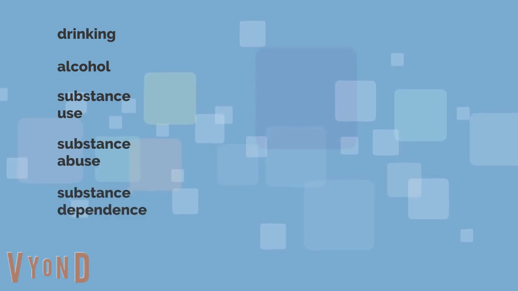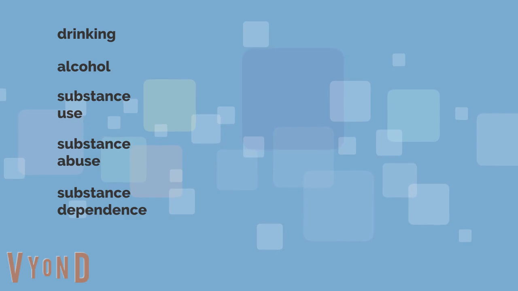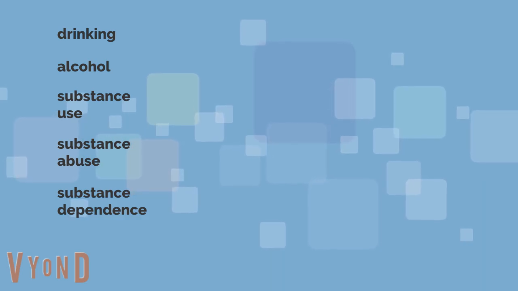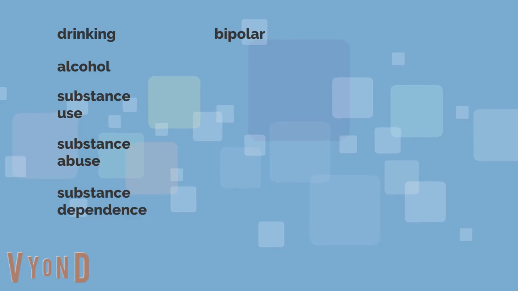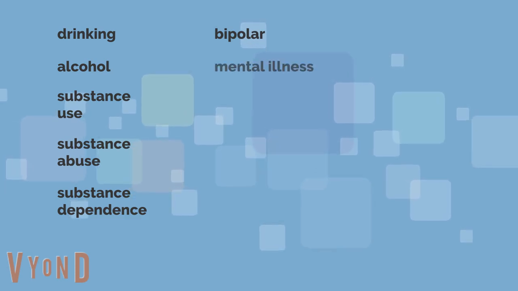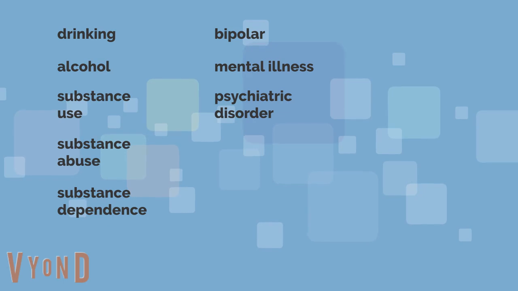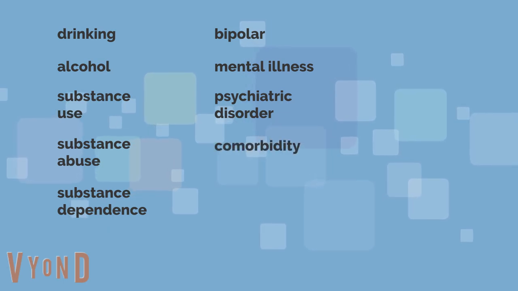The second component is Maria's comorbidity, her bipolar disorder. If you were to guess how that might be described in the literature, you might use the keyword bipolar, but maybe also broader mental health keywords like mental illness, psychiatric disorder, or even the word comorbidity.